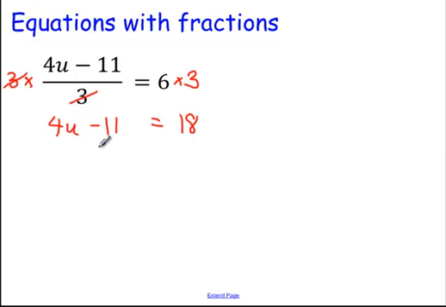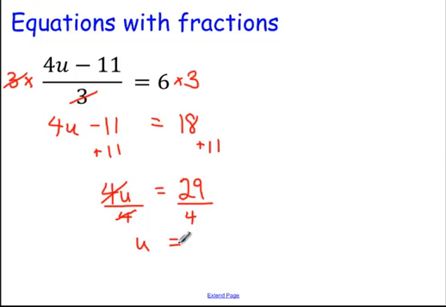So I'm going to add 11 to both sides here because I've got this minus 11. So add 11 to both sides. Okay, that leaves me with 4u on the left is equal to 29 on the right. Divide both sides by 4. And I get u is equal to 29 over 4. Or if you want to change that to a mixed fraction, 4 goes into 29 7 times with 1 left over, so 7 1/4. But you can just leave your answer as a fraction. Don't worry about changing it to a decimal.